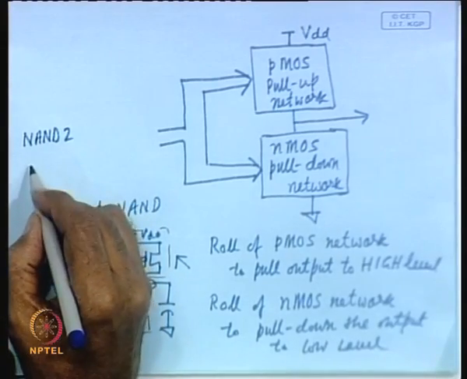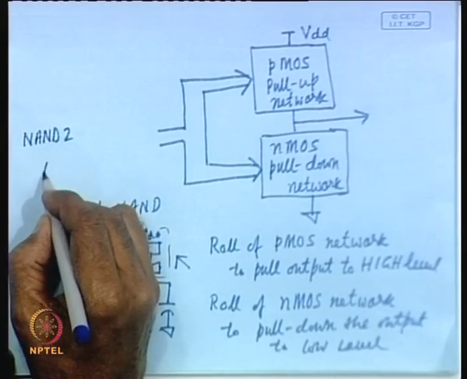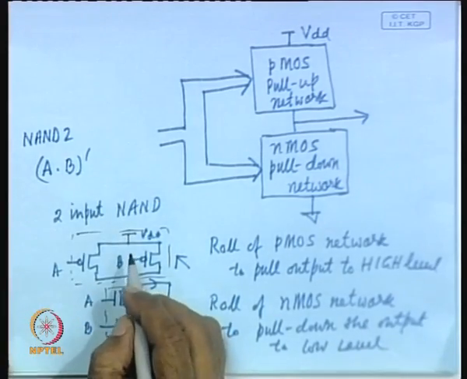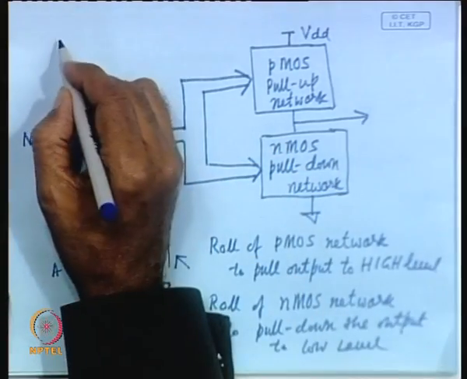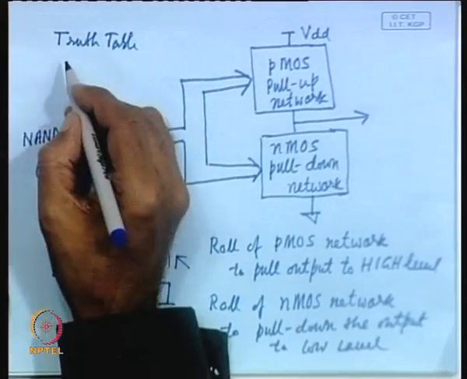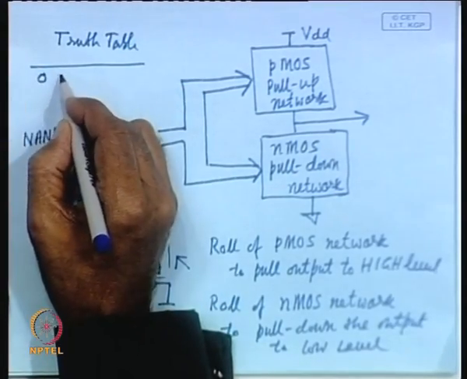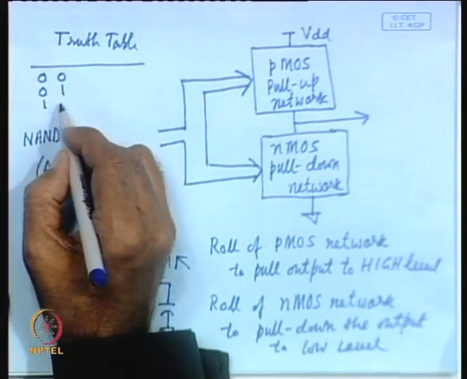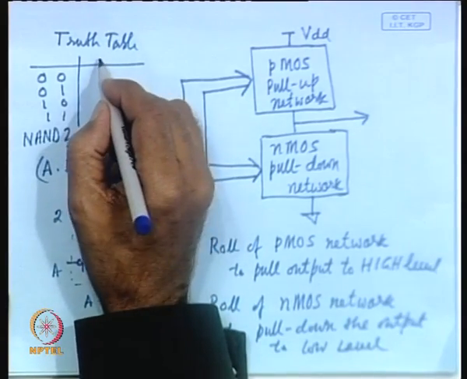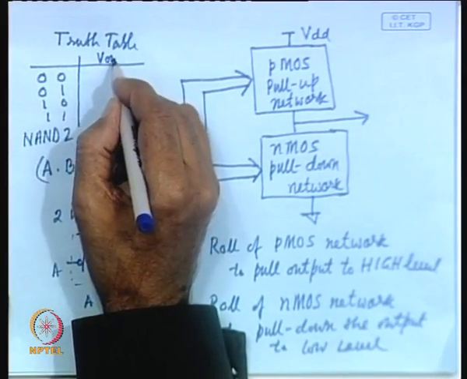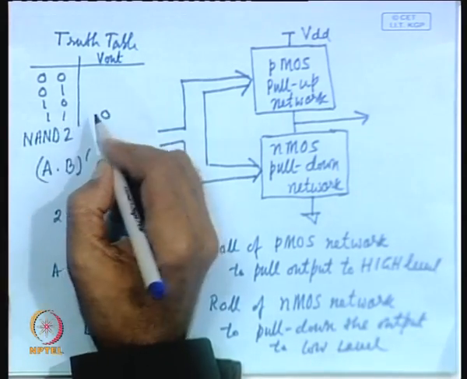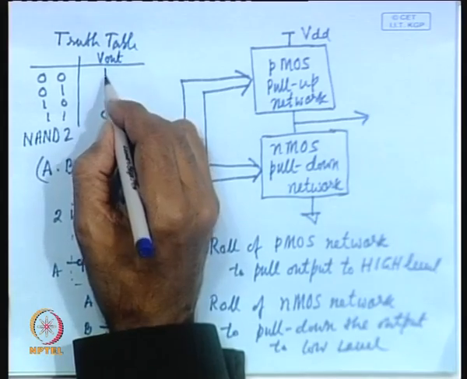And output function in this particular case, that means NAND 2, the output function is represented by A dot B bar. If you consider the truth table, we have got 2 inputs, there will be 4 combinations: 0, 0, 0, 1, 1, 0 and 1, 1. So, for NAND gate, the output V out will be 0 whenever input is 1, 1, in rest of the cases output is 1.